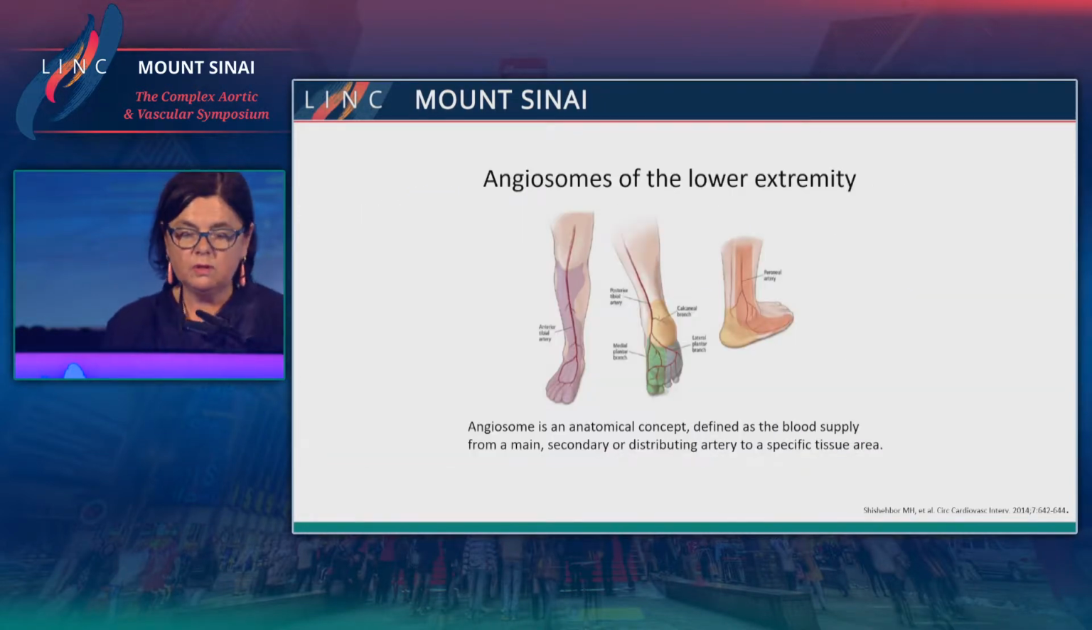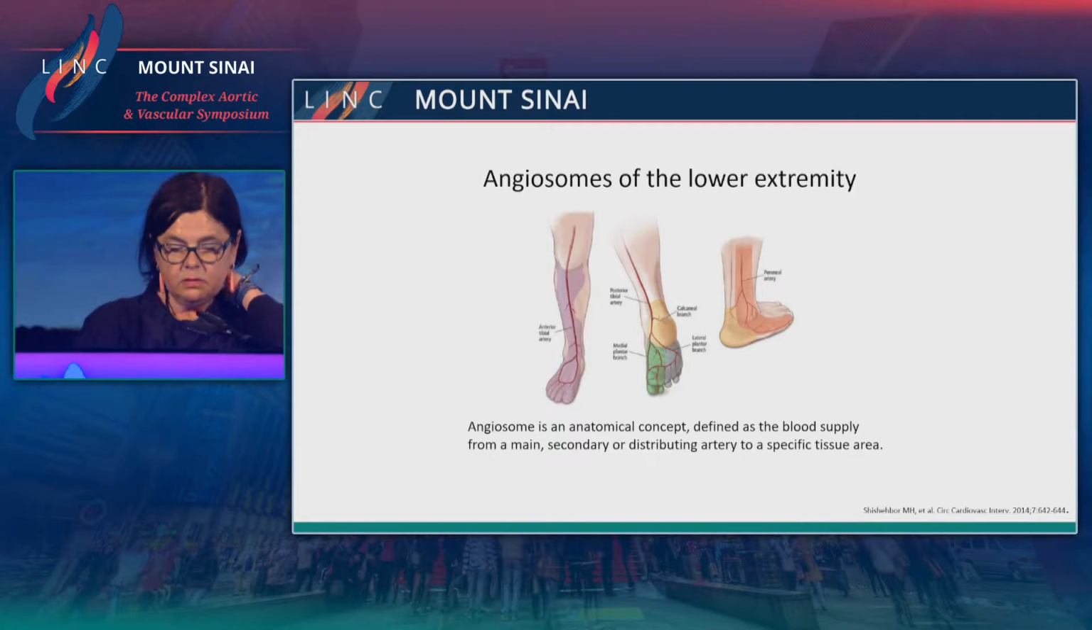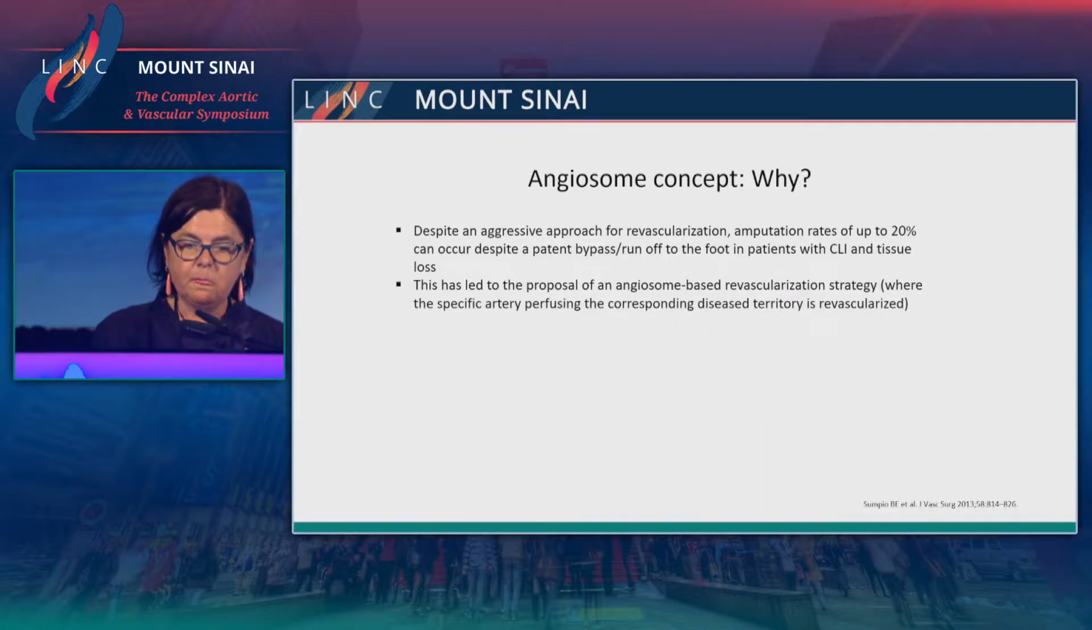What's the angiosome concept? It's a concept from plastic surgery, which is an anatomical concept, defined as the blood supply from a main, secondary, or distributing artery to a specific tissue area. Why is this angiosome concept so necessary, or why do we look for help to guide us in BTK procedures? Even despite an aggressive approach for revascularization, the amputation rates are up to 20%, and they can also occur in a foot with a patent pipe or a good runoff to the foot.